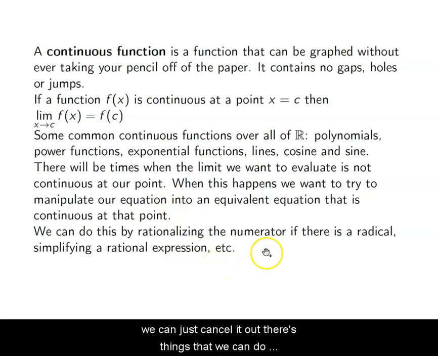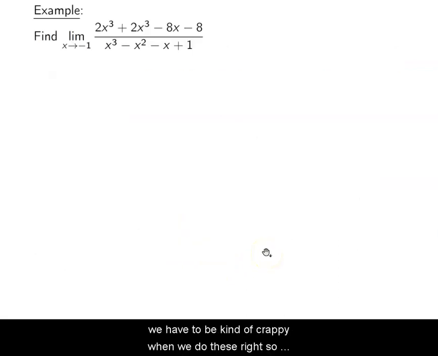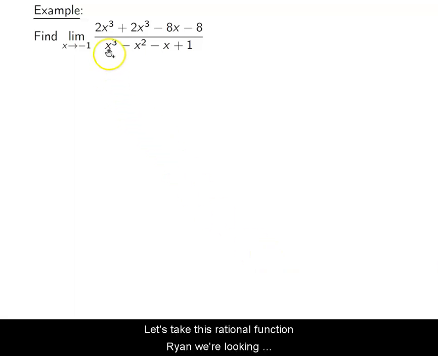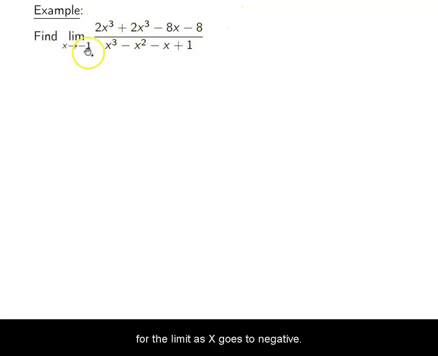So there's things that we can do. We have to be kind of crafty when we do these, right? So let's start with an example. Let's take this rational function, right? And we're looking for the limit as x goes to -1.